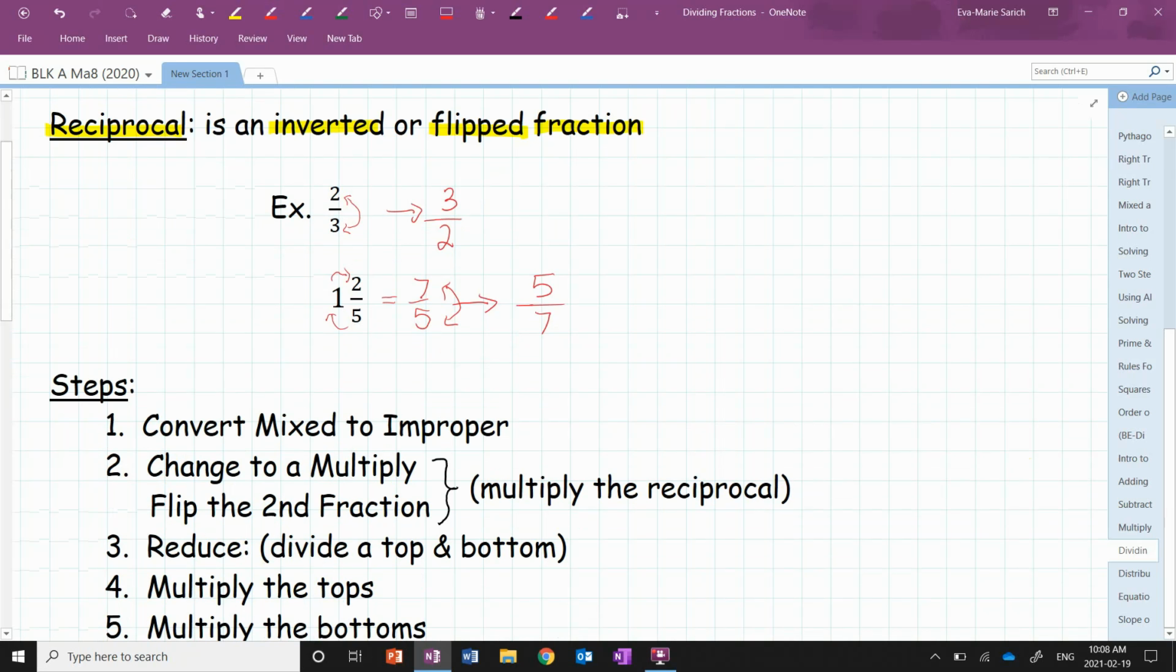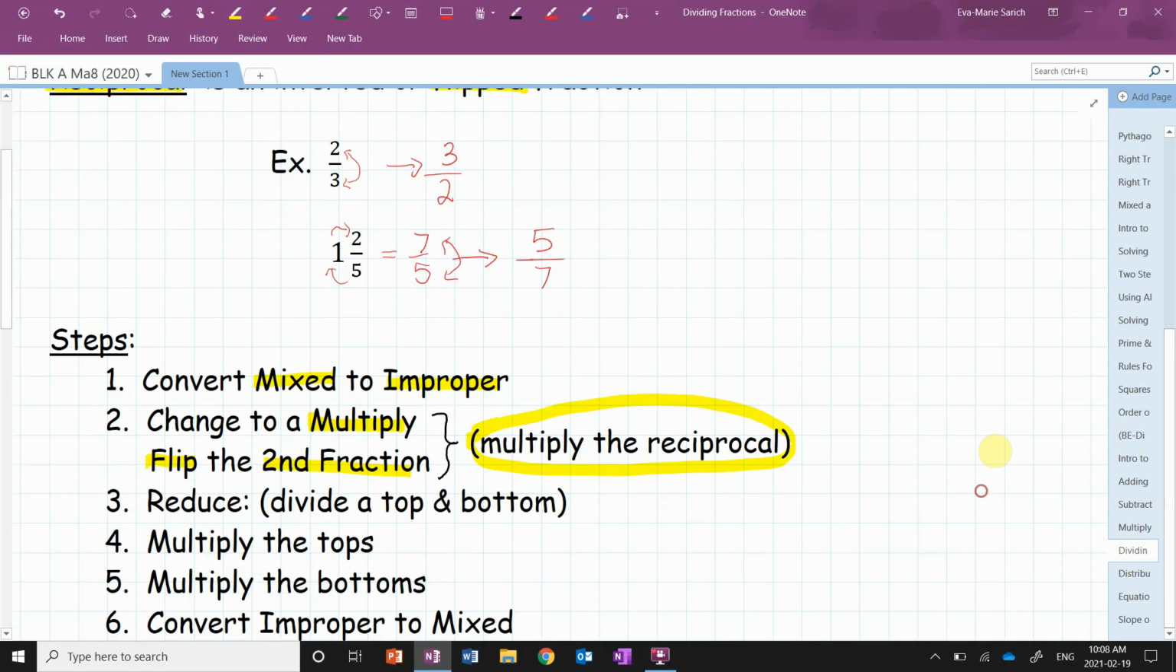Okay, so what are we doing? When we divide fractions, just like when we multiply, the mixed numbers have to go to improper. Then we change this question to a multiply. So you're just going to rewrite it, remove the divide symbol and write a multiply. Then you're going to flip the second fraction. We often refer to this as multiplying the reciprocal, because there's the multiply and then we flip, which is the reciprocal. Okay?